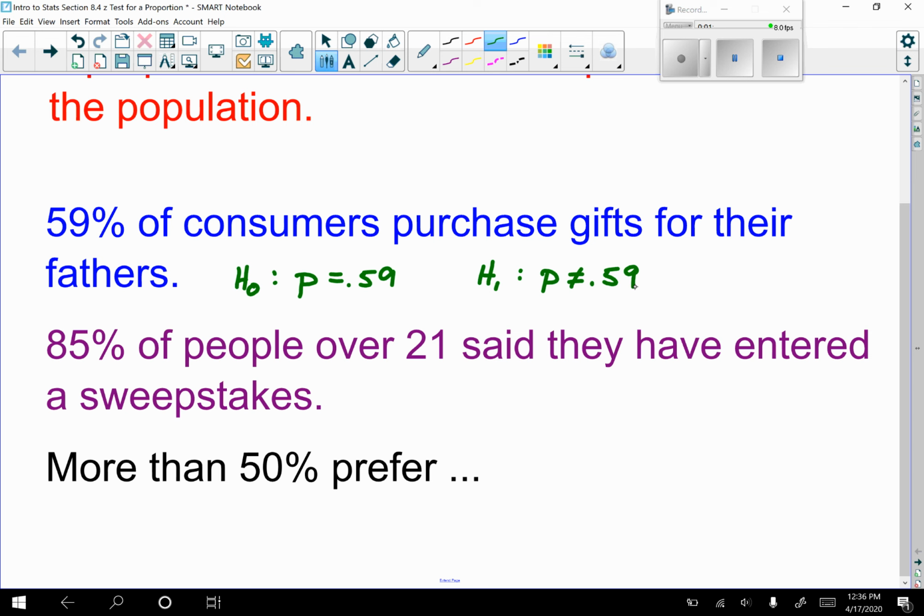Another similar statement here is that 85% of people over 21 said they have entered a sweepstakes. So if your hypothesis statement is worded like the first two here, you would be using the null and alternative hypothesis as I have written out.